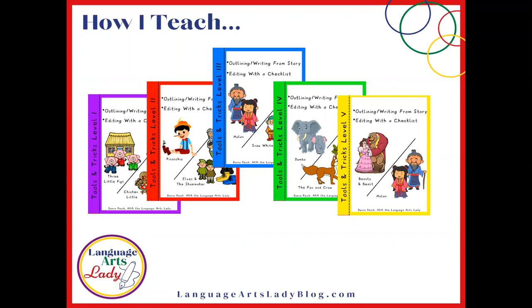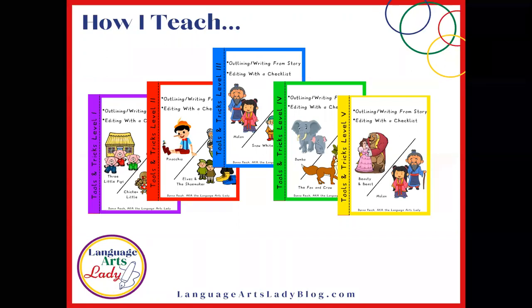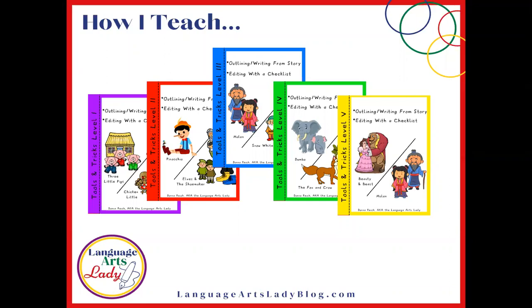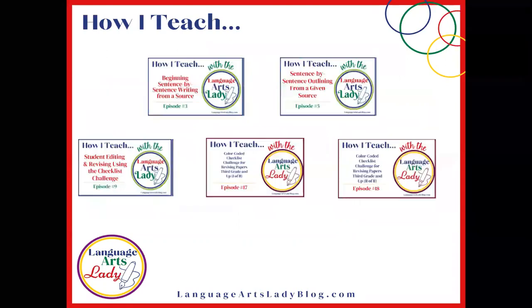And I had a couple Tools and Tricks assignments in 17 and 18. You can see those there. So that's the first thing. I always recommend that you grab a Tools and Tricks. This is how I start out every school year. I use how to outline from a given source, and I use how to complete the checklist challenge. Then when you do an outlining and writing project for me, you already know how to teach it. When you want your students to complete a checklist challenge, you already know how to do that.